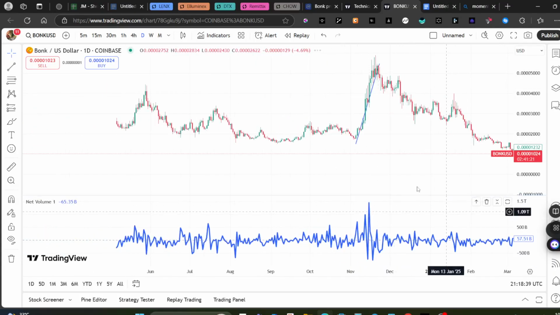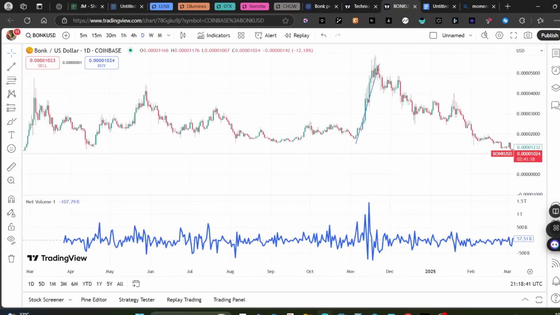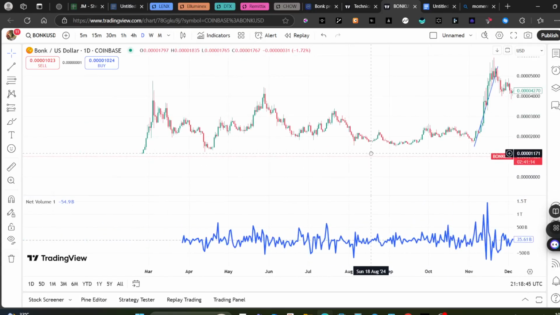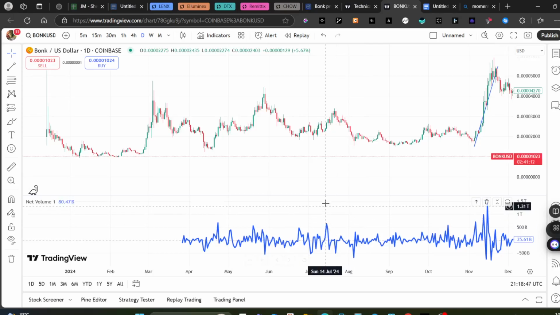Another way to use the indicator is by looking for divergence. Divergence occurs when the price of an asset is moving in one direction, but the net volume is showing a different signal. For instance, if the price is going up but the net volume indicator is showing negative or weakening volume, this could be a sign that the upward trend is losing strength and a reversal might be near. So this is an important signal that can help you avoid getting trapped in a false breakout.